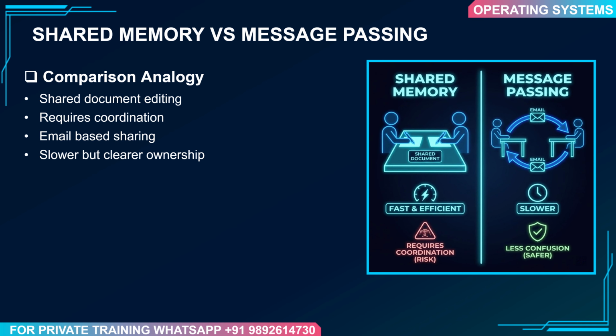Think of shared memory as two people working on the same document at the same time. It is fast and efficient, but they must coordinate carefully to avoid overwriting each other's work. Message passing is like emailing documents back and forth. It is slower, but there is less chance of confusion about who changed what.